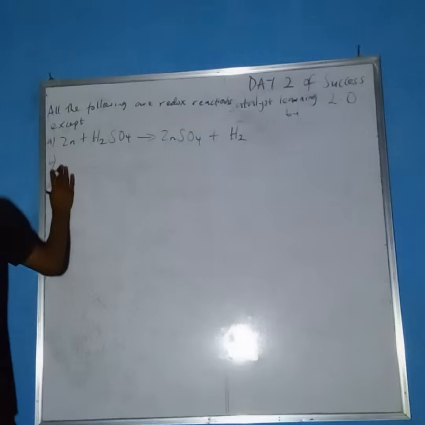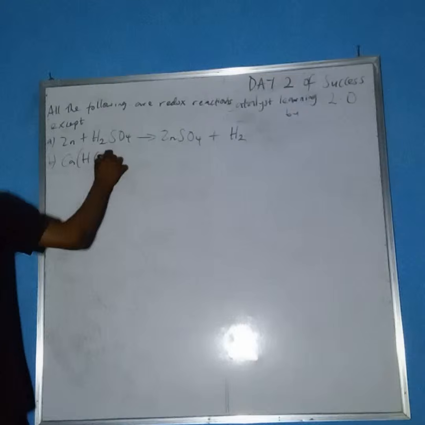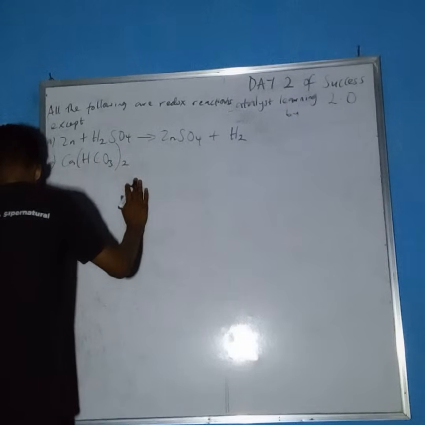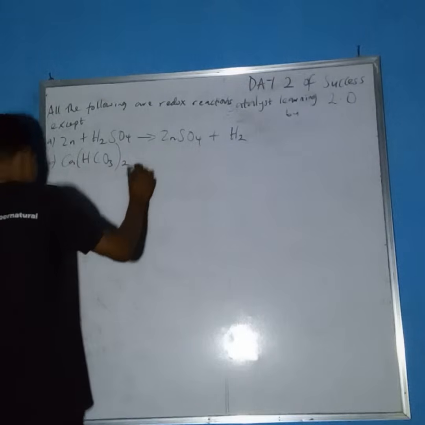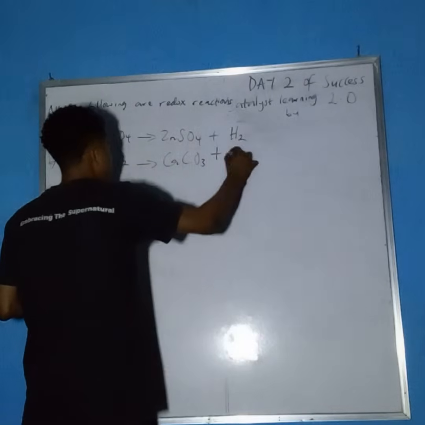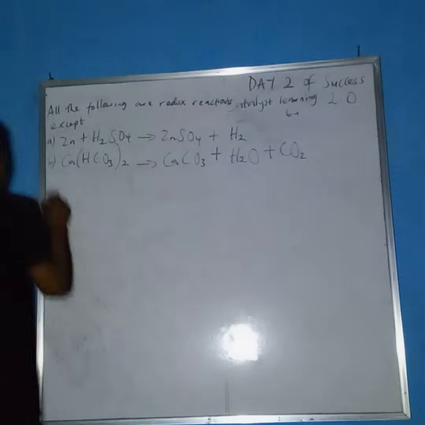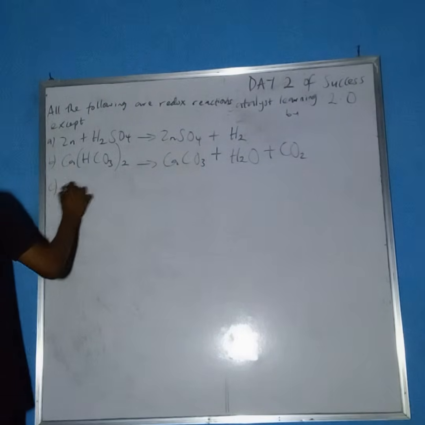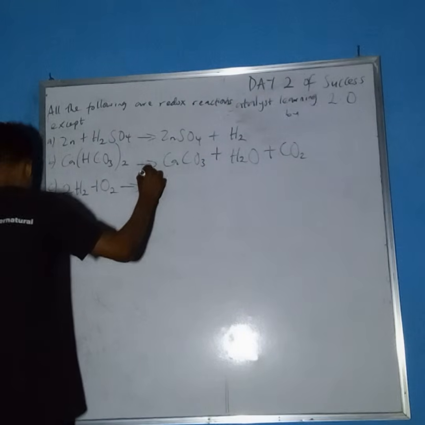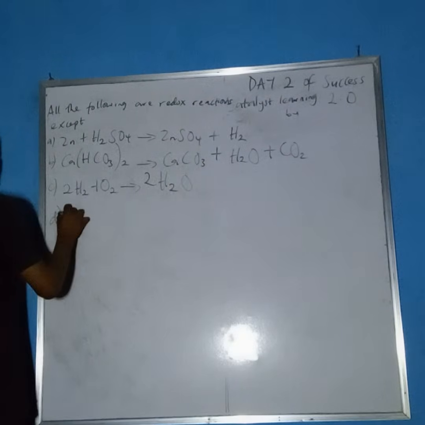Option B: calcium trioxocarbonate(IV) gives us calcium oxide plus water plus carbon(IV) oxide. Then the next one, C: hydrogen plus O2 gives us, of course, 2 moles of water.